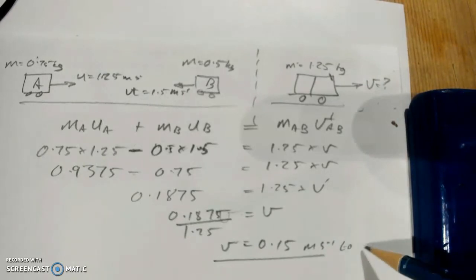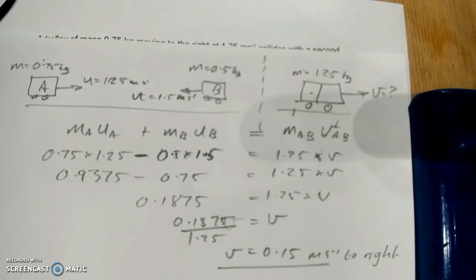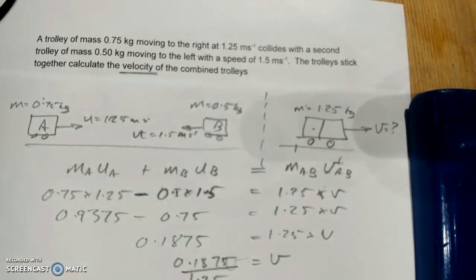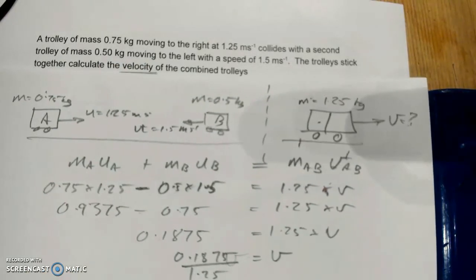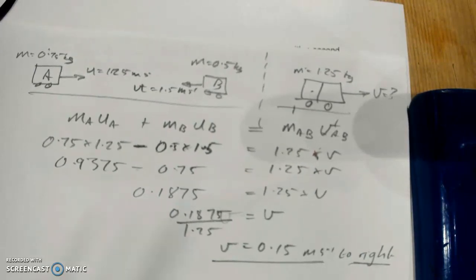So you put in your answer to the right. Really important here that the question asked for the velocity. Your answer has to give a direction, and the direction is to the right. So you would only get partial marks if you don't give that direction at the end there.